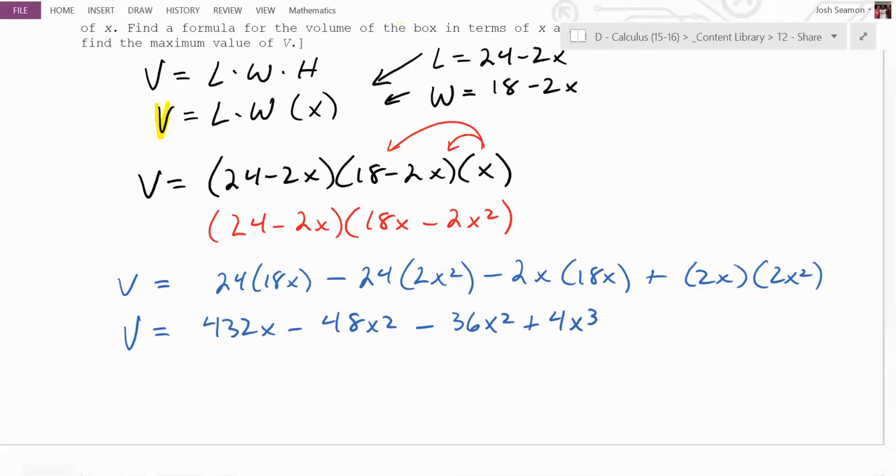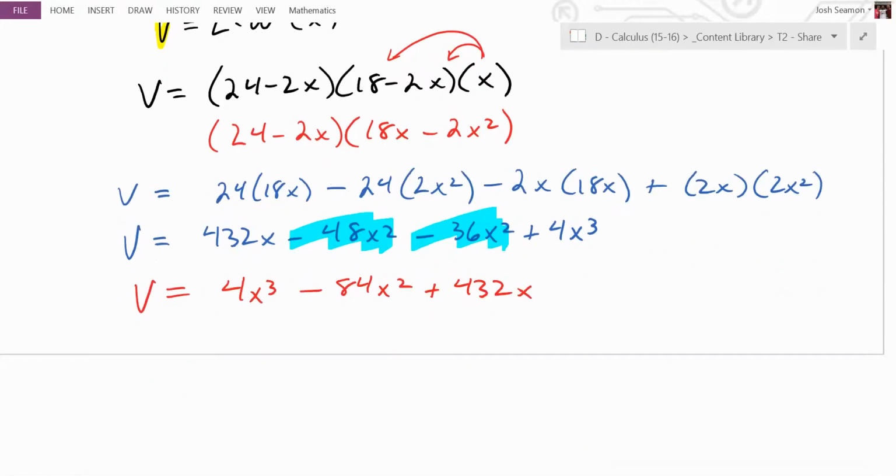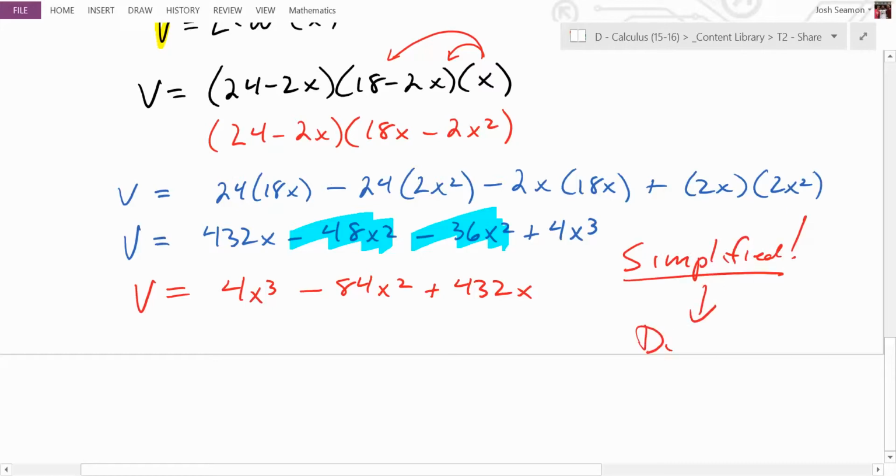So do we have any like terms in there? Yeah, we have this one right here, and we have that right there. So what do we end up with? Volume is equal to, I'll put it in descending order, 4x cubed minus 84x squared plus 432x. So that's in terms of x. Now what should we do to that? We've simplified. So now differentiate.